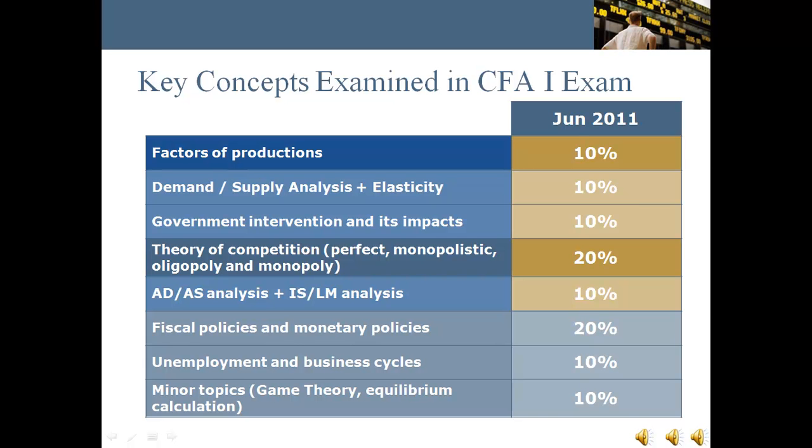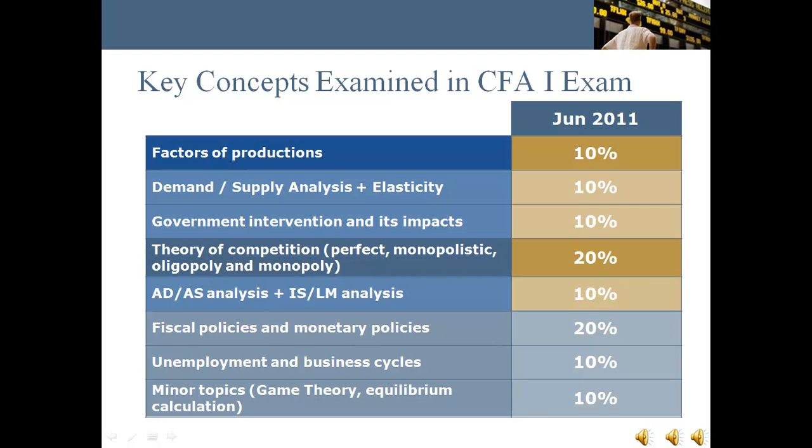Unemployment and business cycles account for roughly 2 to 3 questions in the CFA Level 1 exam. CFA Institute has consistently designed questions on unemployment and business cycles. For example, the Phillips curve is one major topic examined under this topic. Other minor topics appear randomly in the CFA Level 1 examination.